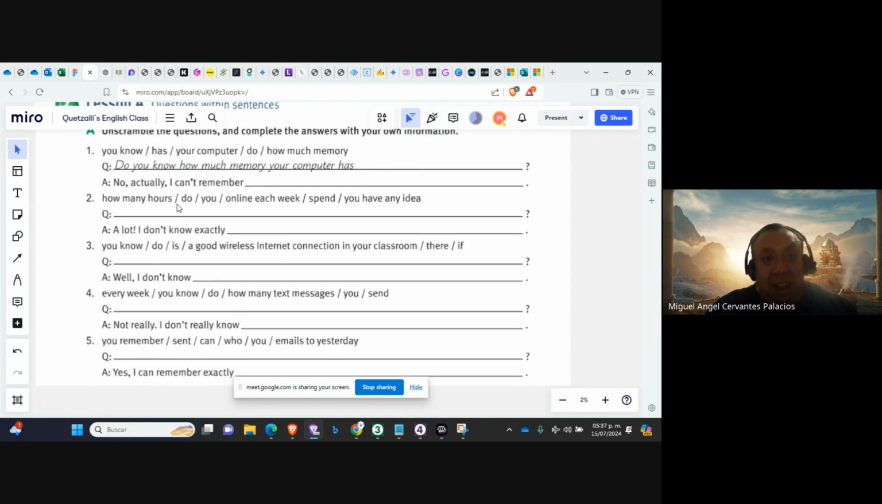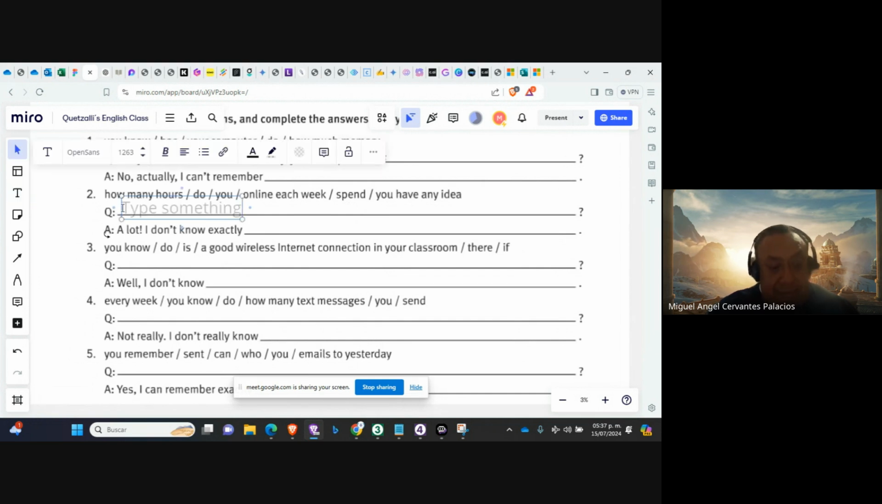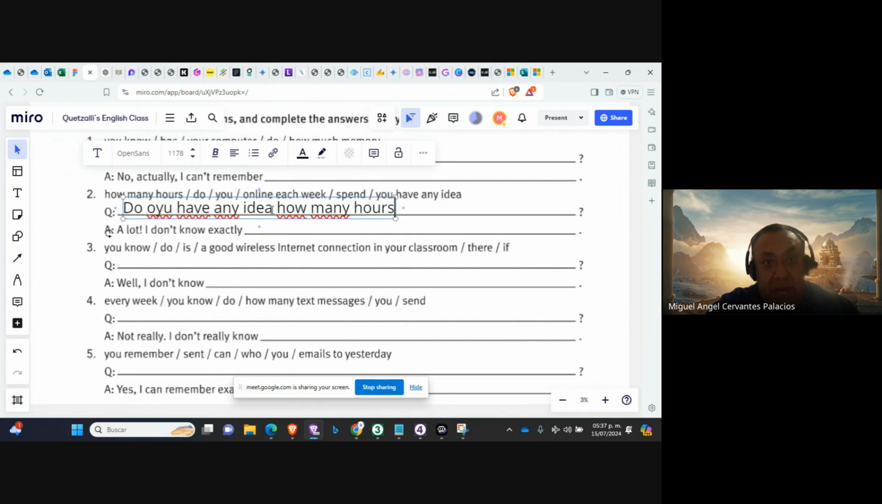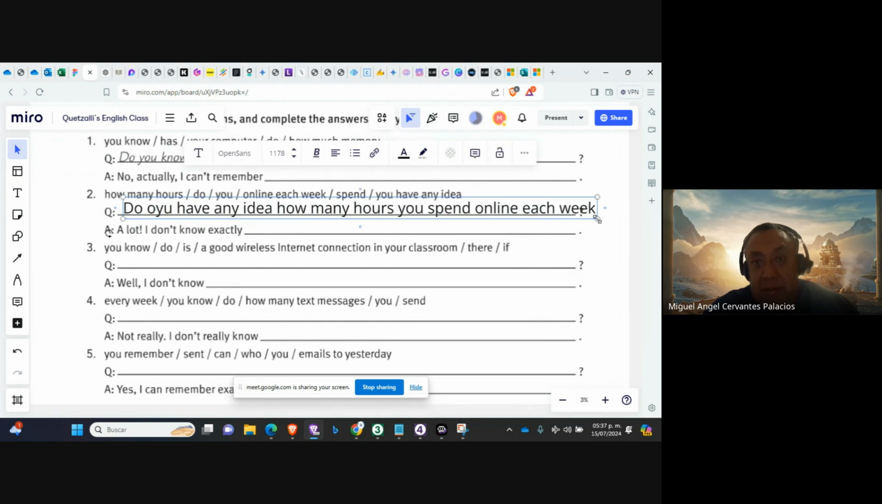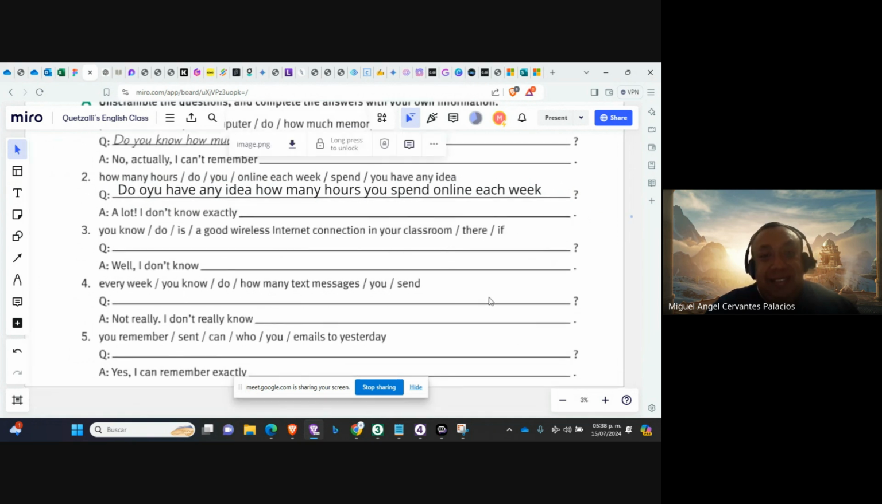For example, how many hours do you online each week spend? Do you have any idea? We start like this. Do you have any idea? How many hours you spend online each week? Do you have an idea how many hours you spend online each week? Oh, yes, very good. Remember, this is the connector, okay? How many hours? And then you have the subject, you have the verb, and you have the complement. Okay. Very good.